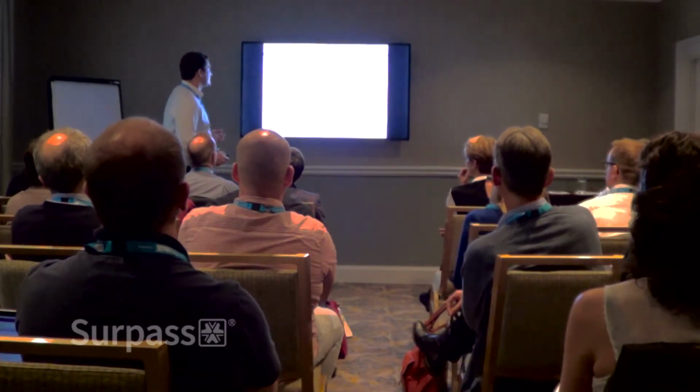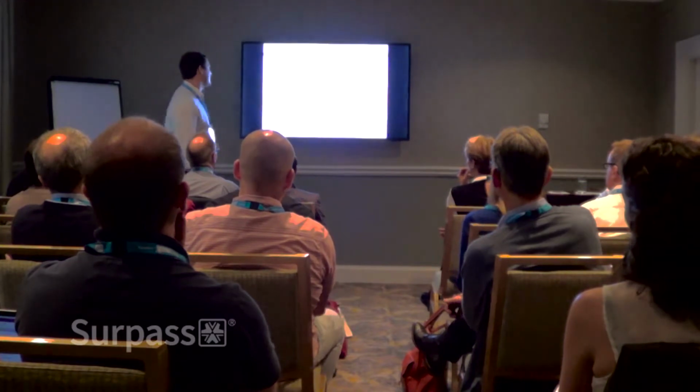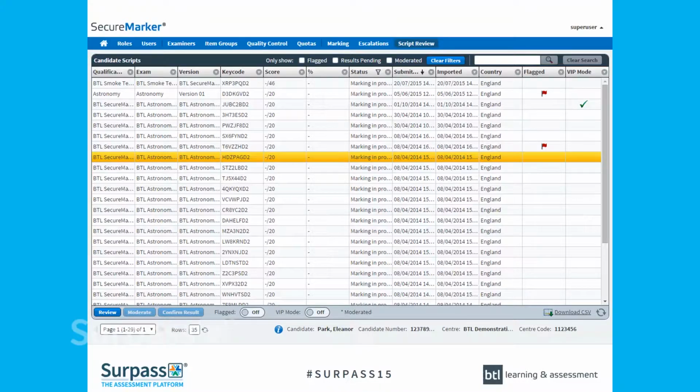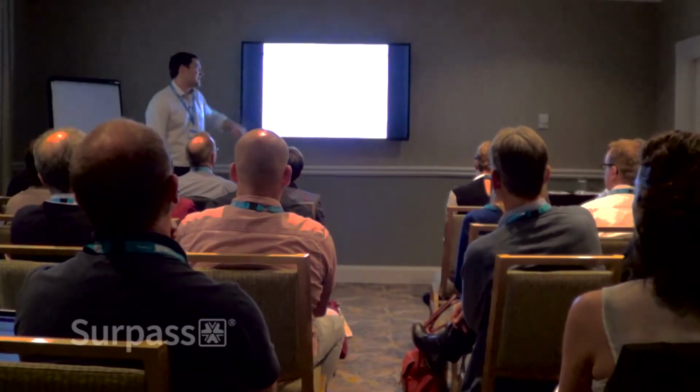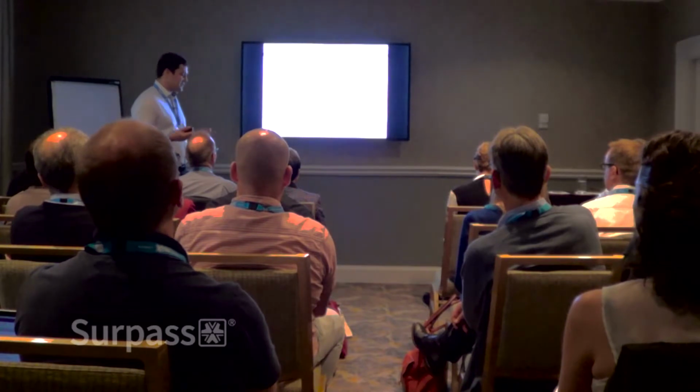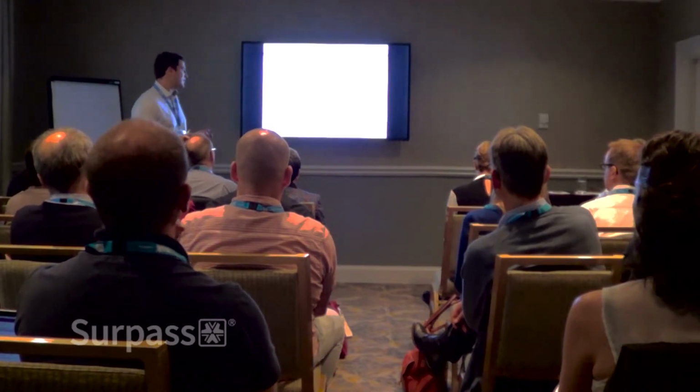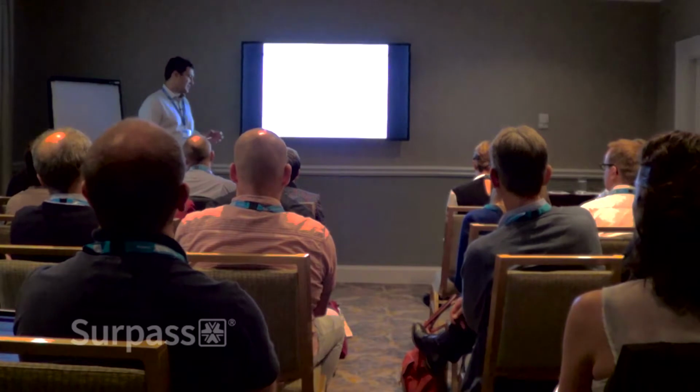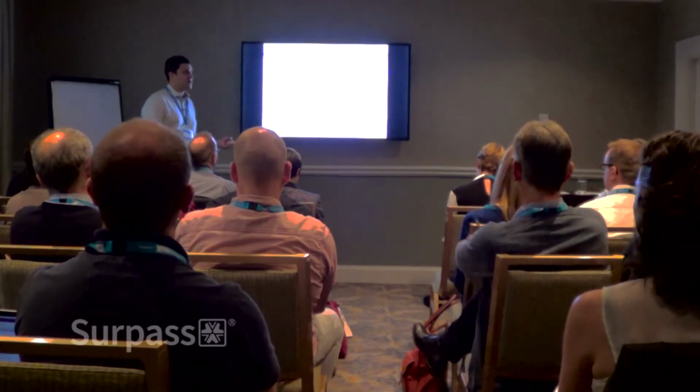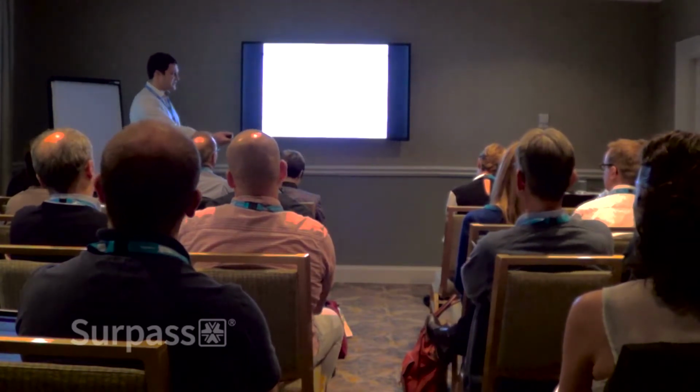Okay, so finally in Secure Marker we have this control panel or script review screen, which gives an overview of all the scripts that are in the marking system, the status they're at, when they came into the marking system, or when they're due, so what their turnaround time should be. You can tweak the allocation algorithm, so as standard it's a first in, first out algorithm. So the scripts that have been in Secure Marker the longest will be the ones that are allocated to be marked next.